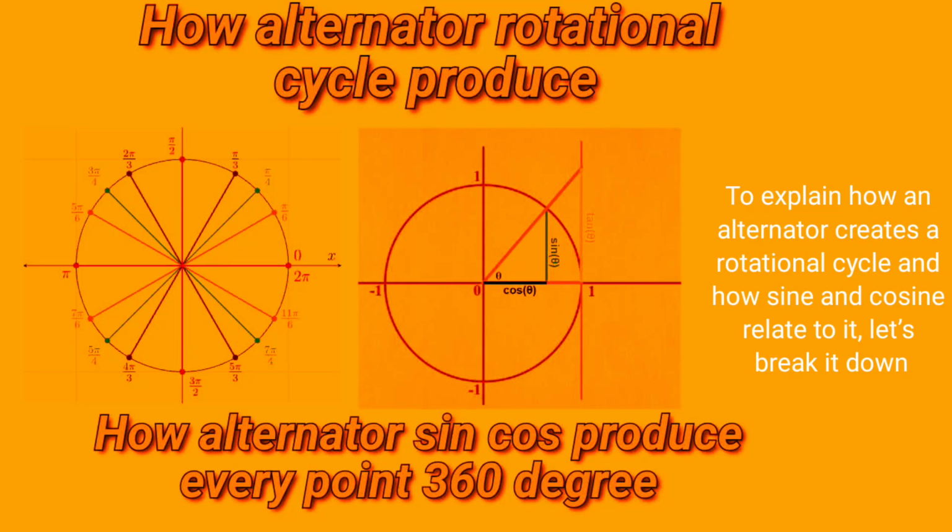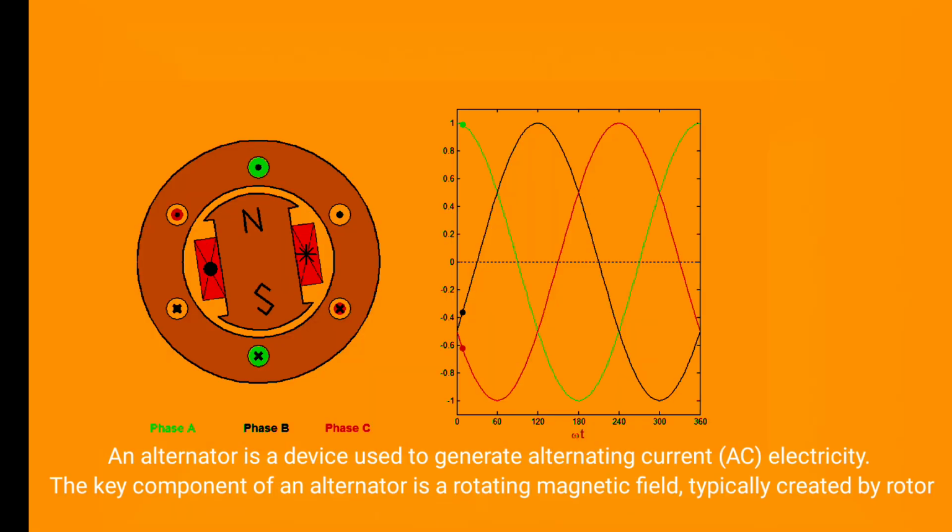To explain how an alternator creates a rotational cycle and how sine and cosine relate to it, let's break it down. 1. Alternator and rotational cycle. An alternator is a device used to generate alternating current, AC, electricity.